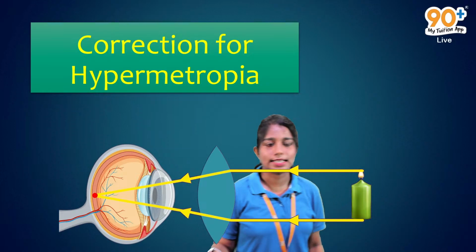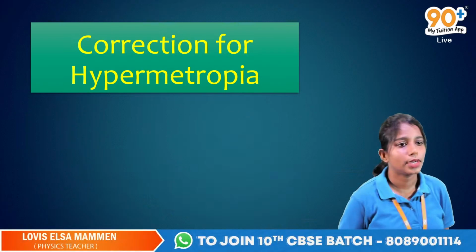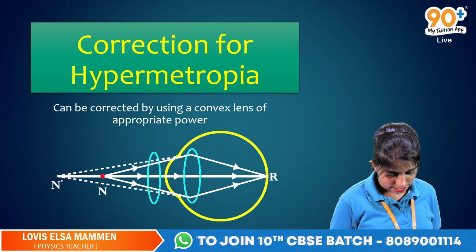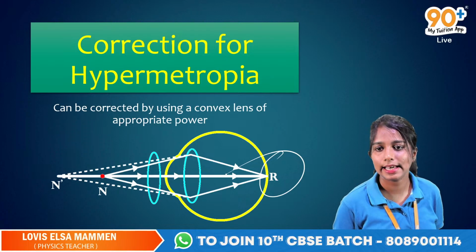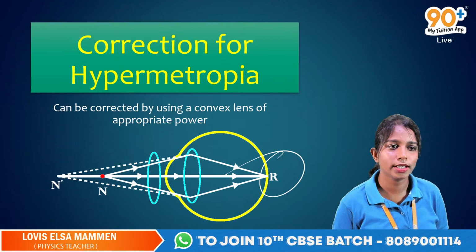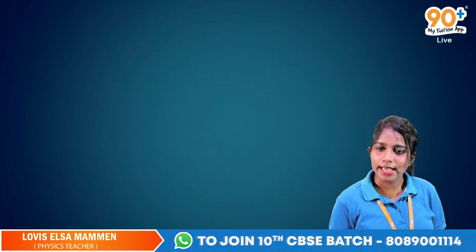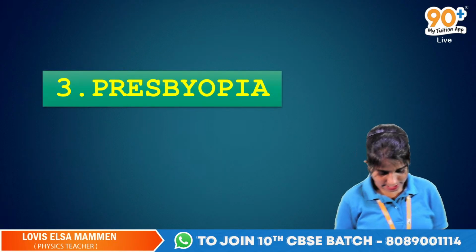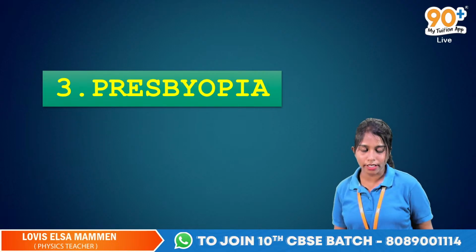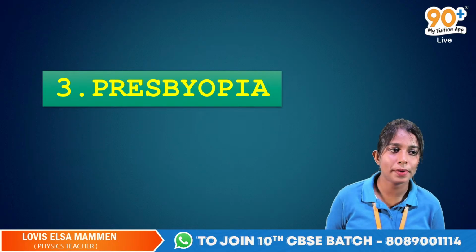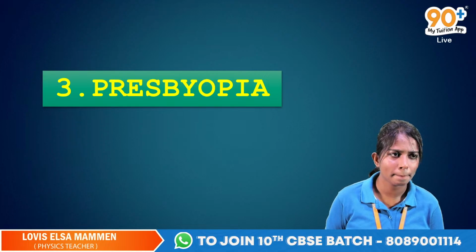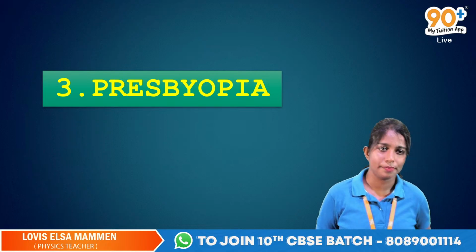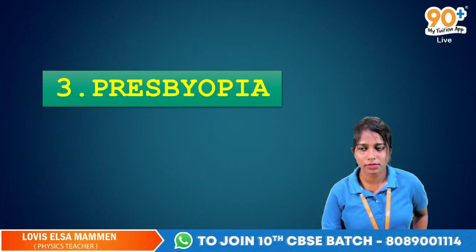Okay, we have a lens. Fine. So we use a convex lens. Image is formed on the retina. Yes. So now we'll see the next defect, the last defect, which is presbyopia.